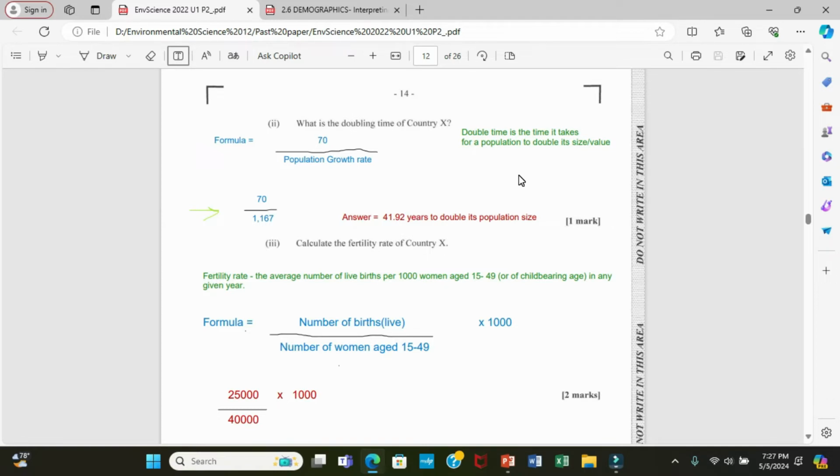All right, as I said, 3 million. So the question is, how many years will the country take to reach 6 million? All right, so what you're going to use now is the rule of 70 to calculate our answer. So the formula is 70 divided by the population growth rate.